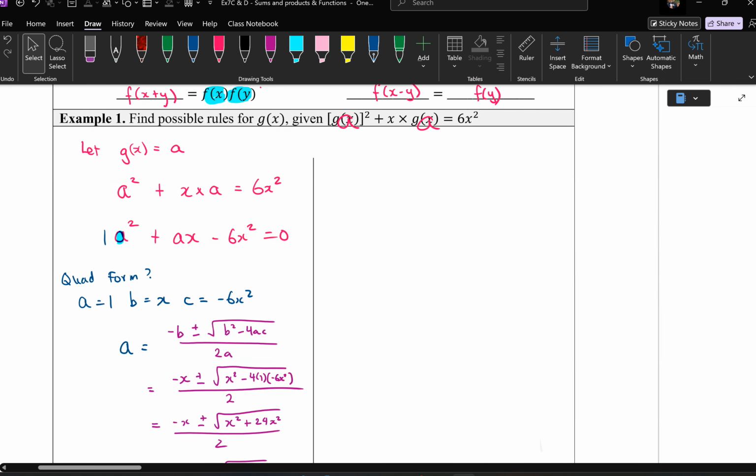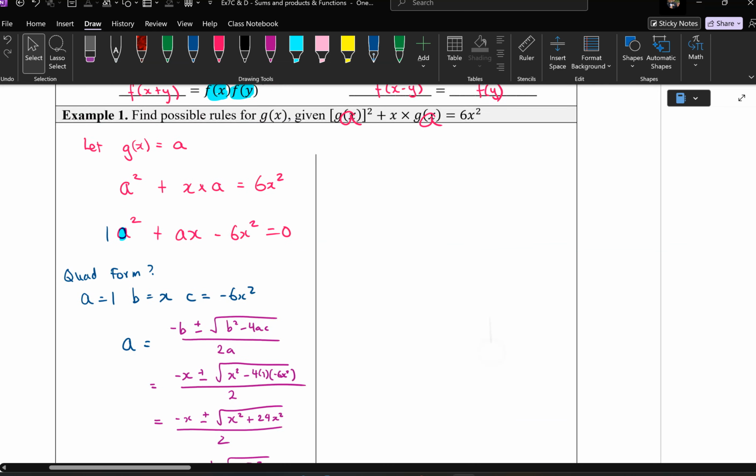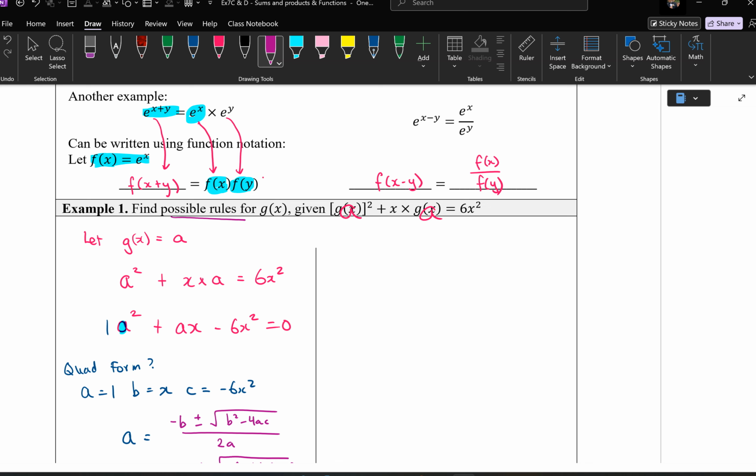Make sure to return back to the g of x. So when you solve for x, you solve the possible. Yeah, because it just says find the possible rules. So we just wanted a rule for g of x. Yeah.